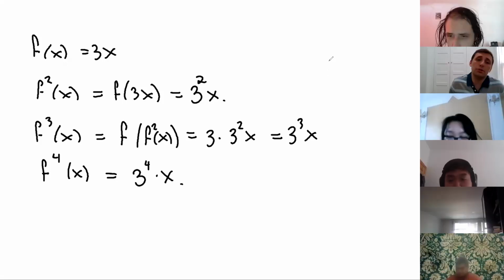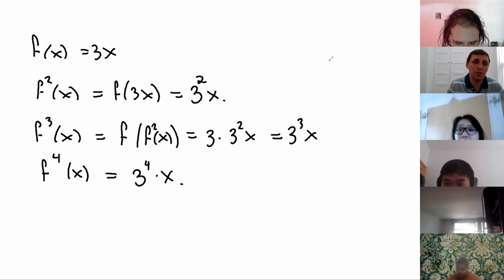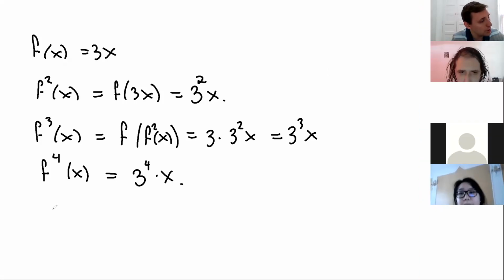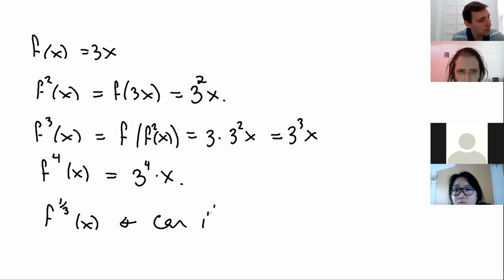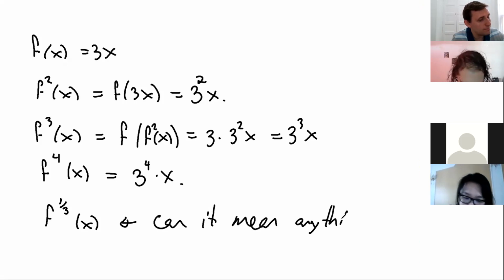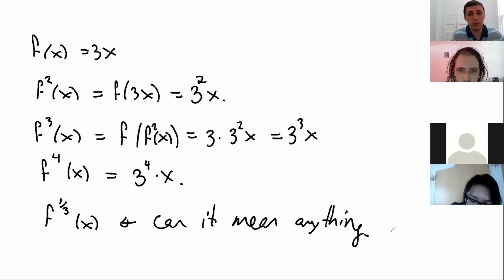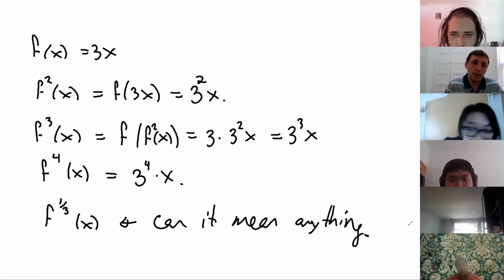Yes, well, that's a very good question. You see, Francis, that's what function composition... that's already a great question. Like if I have f to the 1/3 of x, what would that mean? Can it mean anything? And that's already where you begin doing mathematics. Let's say so, I do not know right away of a useful meaning of that, but why not?